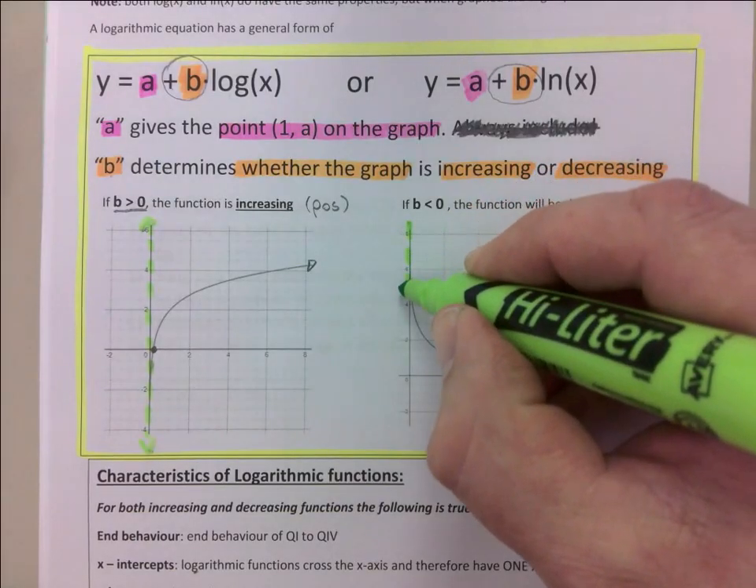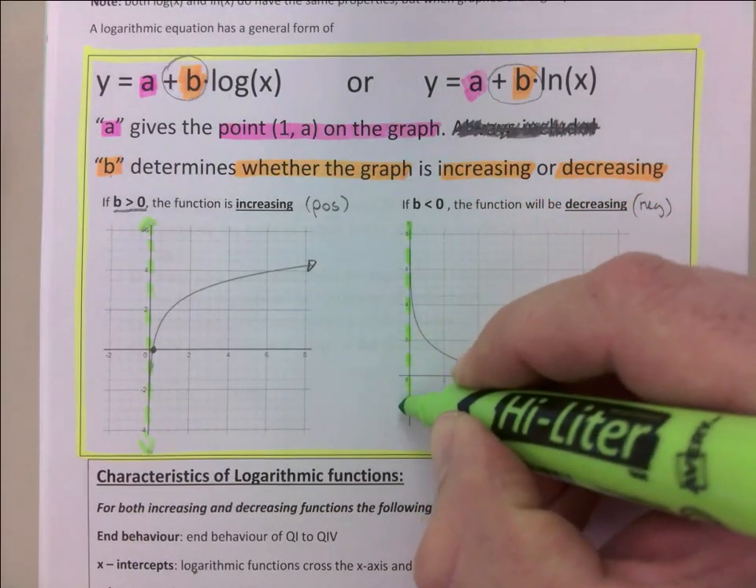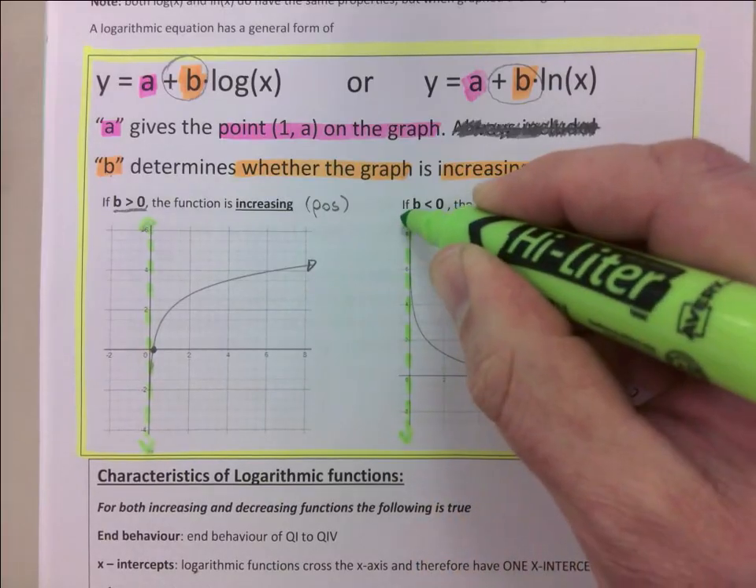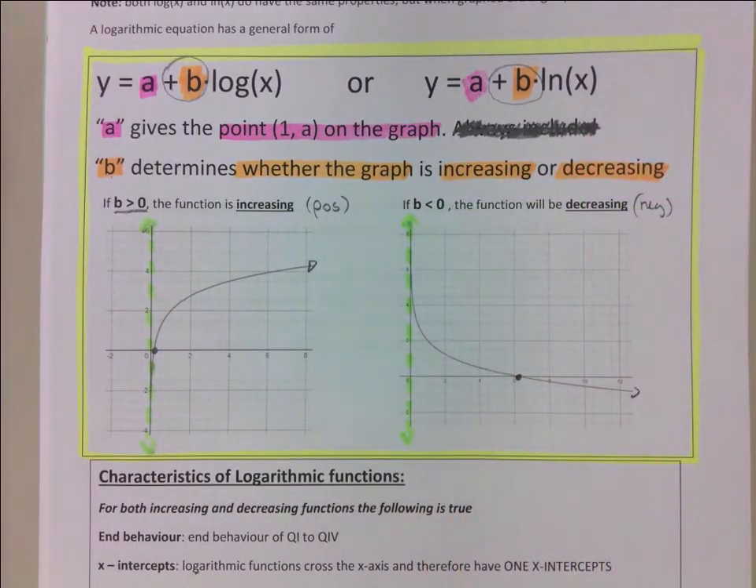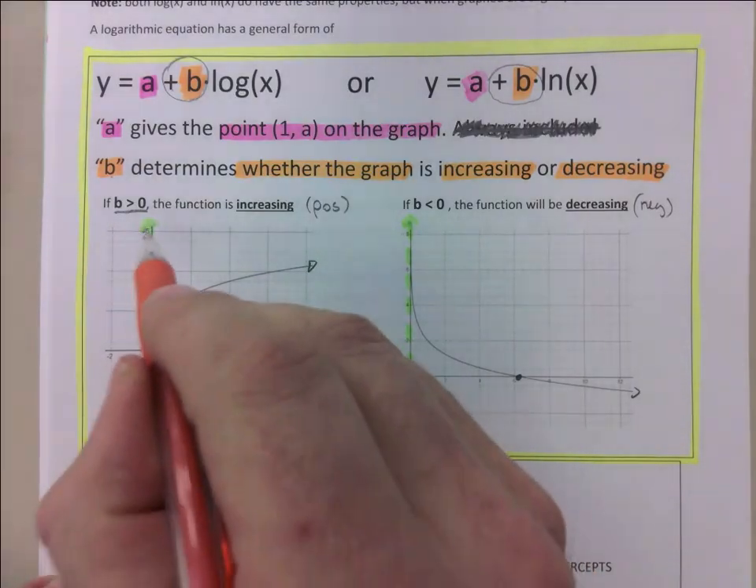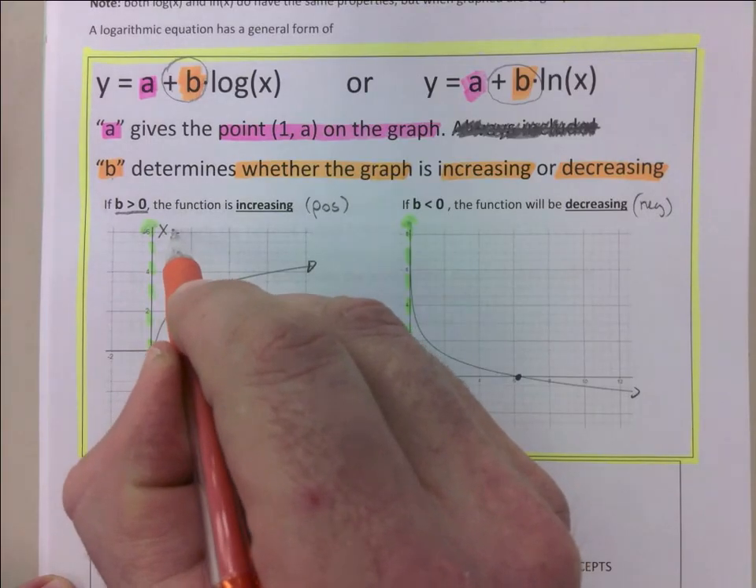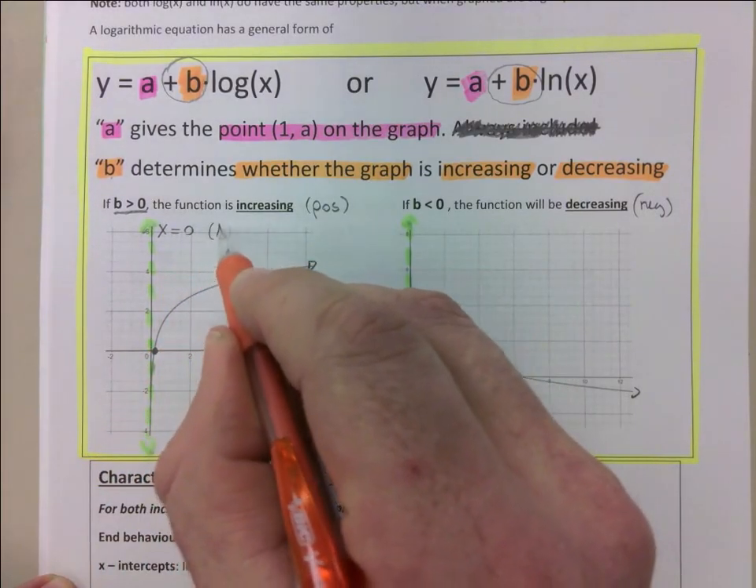At some point, we're going to make sure we have that clear on our study sheet. What is the asymptote for exponentials? It's y equals 0. The asymptote for this is x equals 0. That's the asymptote.